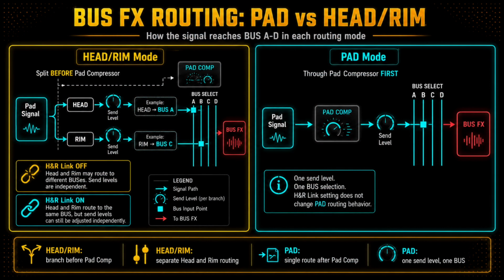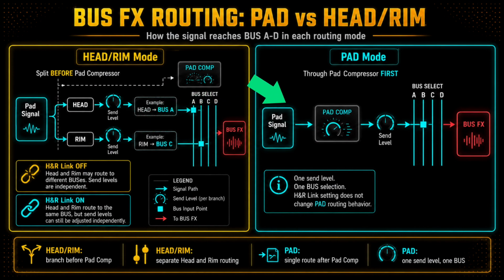Your first decision in this section is to decide between working at the head rim level or at the pad level. When you work with the head rim separately, a couple of things change. First, the signal is tapped off before the pad compressor. Second, you get separate send levels for the head and the rim. And then if you unlink the head and rim, you can send them to separate buses. You can later turn back on linking, and as long as you don't make routing changes, the head and rim continue to go to separate buses.